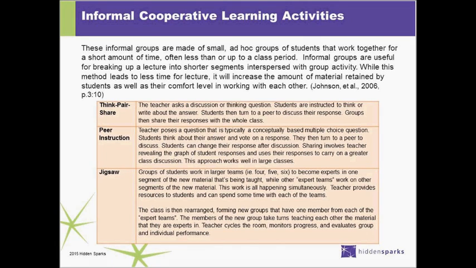Next would be peer instruction, where a teacher poses a question that's typically a conceptually based multiple choice question. The students think about their answer, they vote on their response, and they then turn to their peer to discuss what they felt the answer could be. They certainly can change their answers if they want to. Afterwards, the teacher shows the graph of the student responses to the group, and a discussion happens where the class can discuss what most of the kids thought and why.